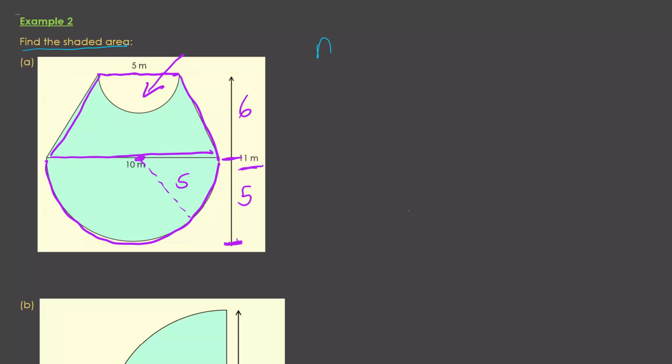So we are going to do, as our area, the area for the trapezium, add the area of the big semicircle at the bottom, take away the area of the small semicircle at the top. For that small semicircle, we can see that the diameter is 5, which makes the radius 2.5.